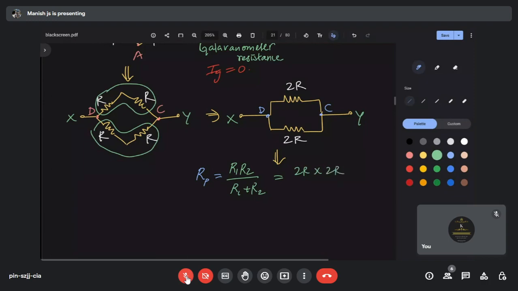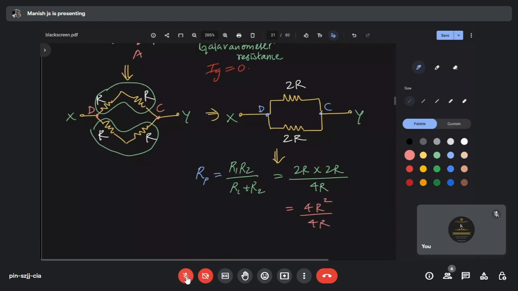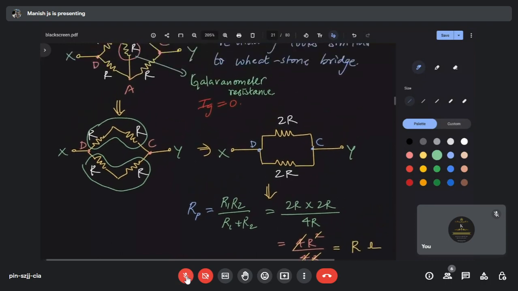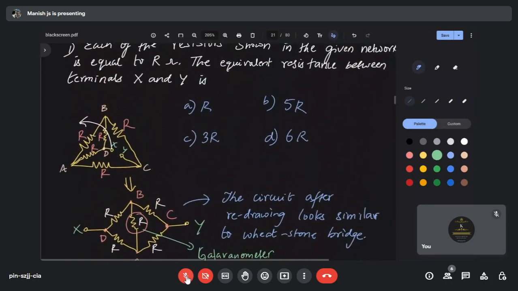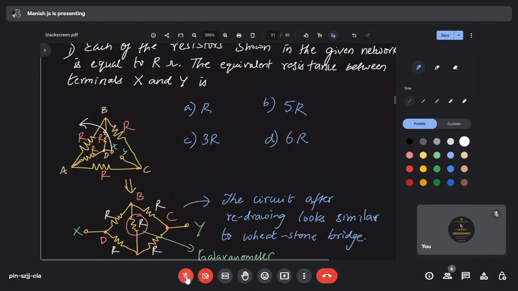2R into 2R upon 2R plus 2R is 4R. How much do you get? 2R into 2R is 4R square upon 4R. So what is happening? 4 is getting cancelled off and your final answer is R ohms. Okay, so the answer is R ohms in this case. So option A is correct. Did you understand how to approach this question?